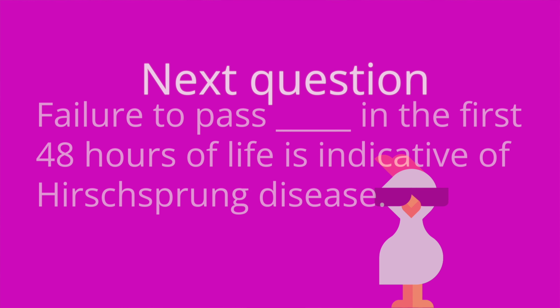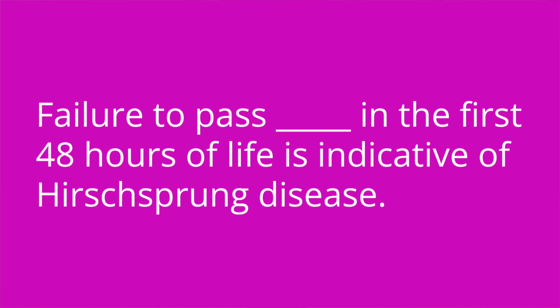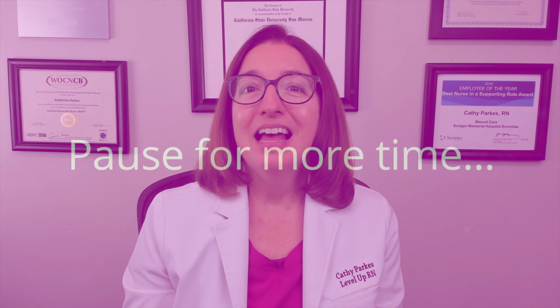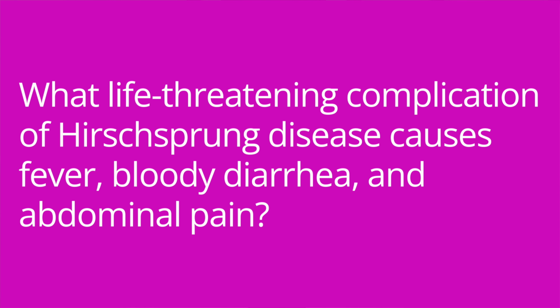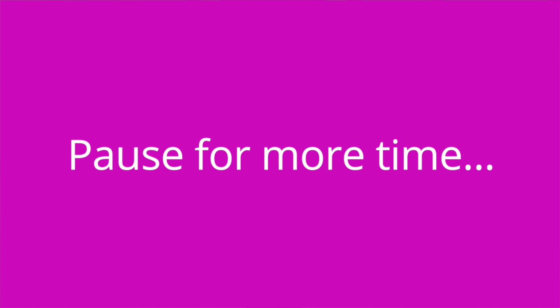Question number 2. Failure to pass blank in the first 48 hours of life is indicative of Hirschsprung disease. The answer is meconium. Question number 3. What life-threatening complication of Hirschsprung disease causes fever, bloody diarrhea, and abdominal pain? The answer is enterocolitis.